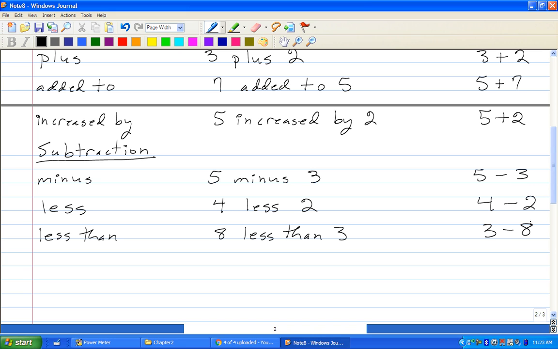So notice above, with the addition, there are some cases where I switch the order because of some additional modifying words. But it really didn't make any difference. 3 plus 4 is the same as 4 plus 3. But with subtraction, it does make a difference.